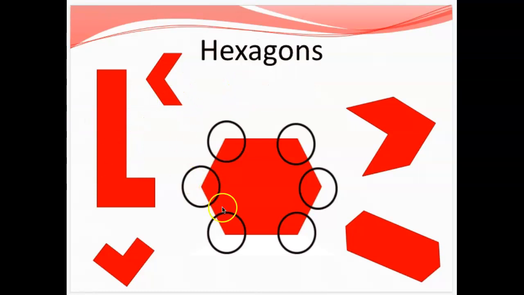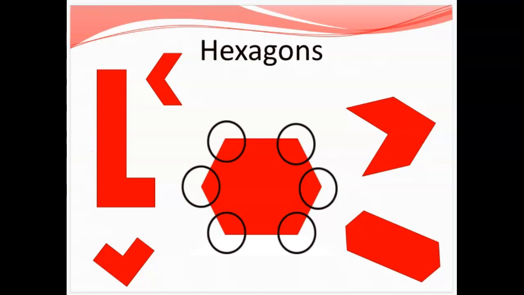Now check these hexagons out. Do they all look the same? No. This one looks like an L. This one is just a regular hexagon. This one looks like an arrow. They're all different. Hexagons don't have to look the same, but they do need to have six sides and six angles. They need to be closed and the sides need to be straight.